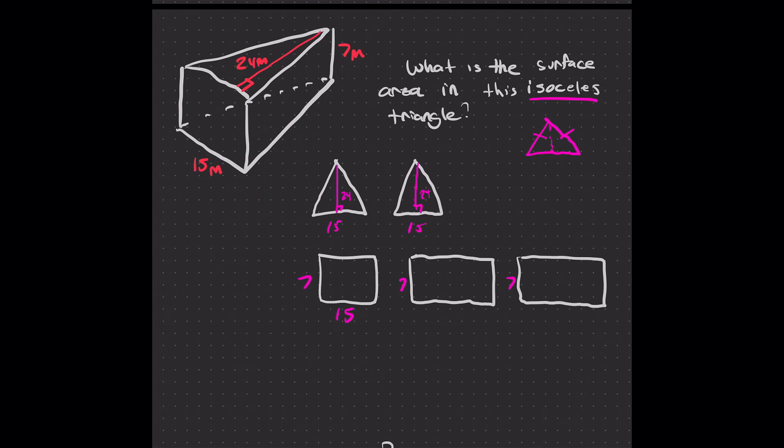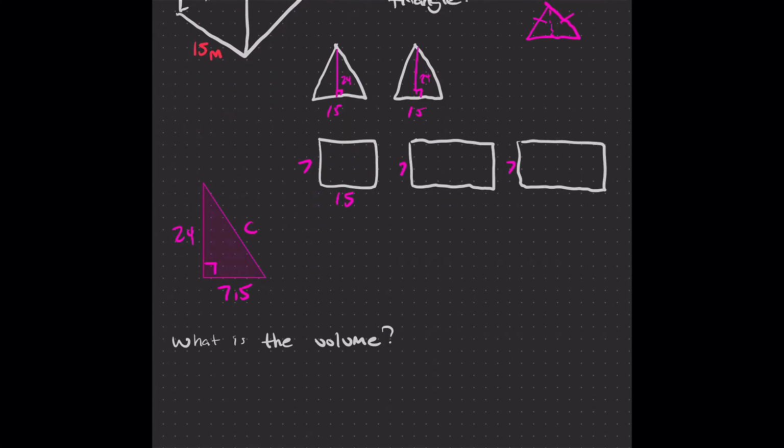To do that, I'm basically going to end up using half of this triangle right here. So half of the base would be 7.5. Now, why am I using only half of it? Because that's going to form a right angle triangle where I've got a height of 24 and a base of 7.5, which is half of that. Now I want to figure out the length of that side. So that's going to be C equals the square root of 24 squared plus 7.5 squared.